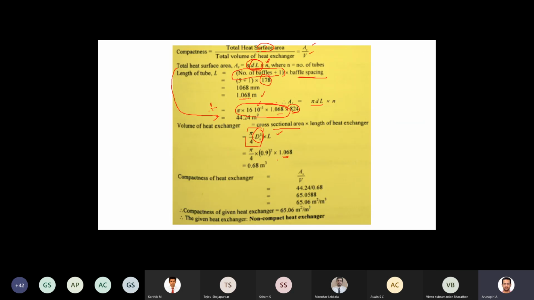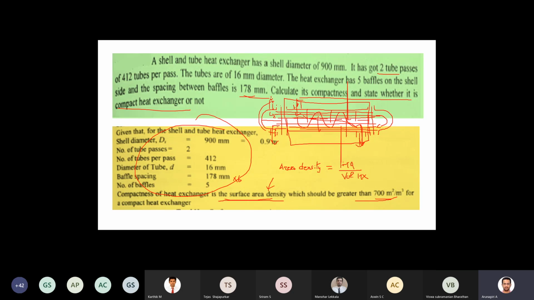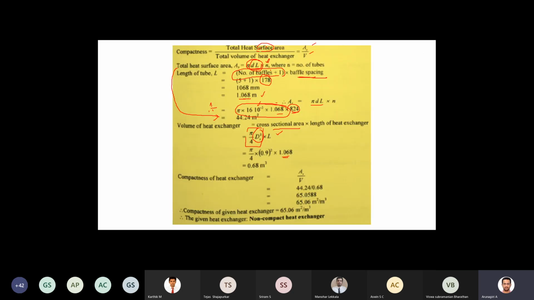Okay. So this is the effective length. Sometimes they will call it effective volume, you can say. Anyway, compactness includes all these things, this inner portion also, but the compactness of the exchanger we can define based on this. This is one approximation. So pi by 4 into 0.9 squared into 1.068. So this would be the volume of the exchanger.